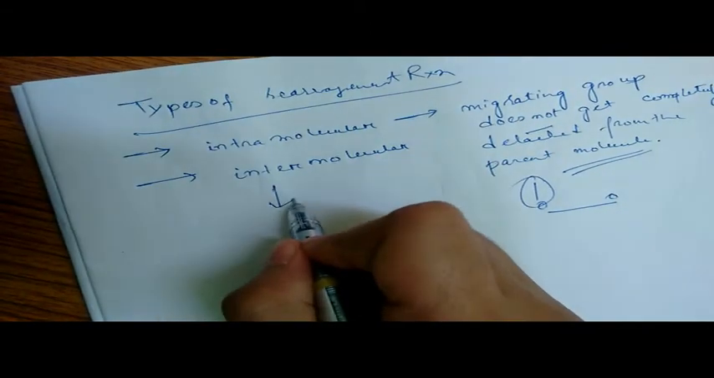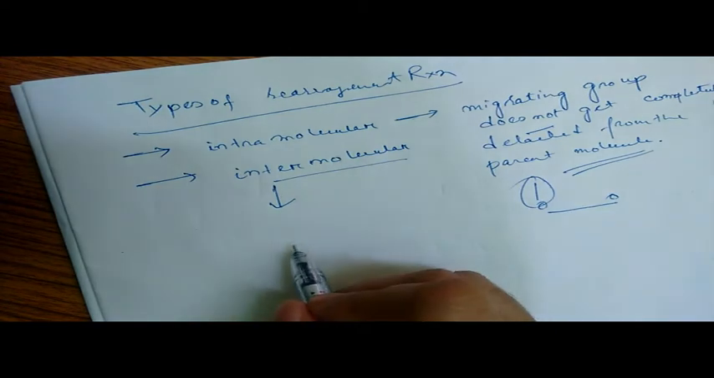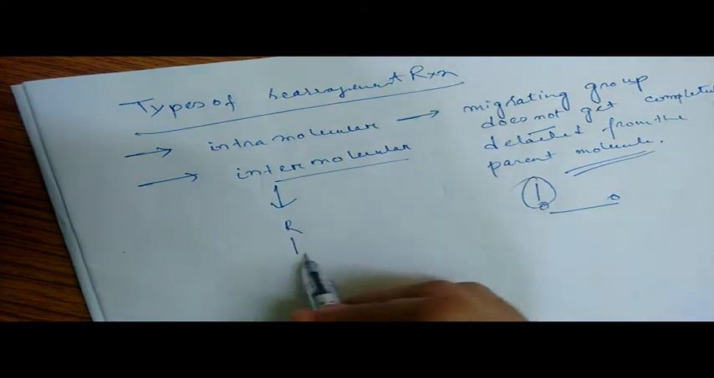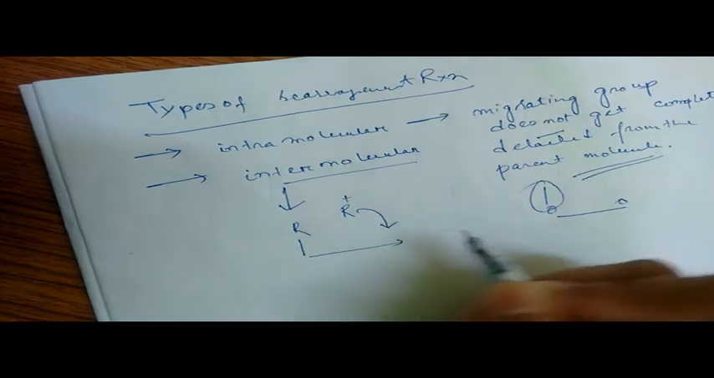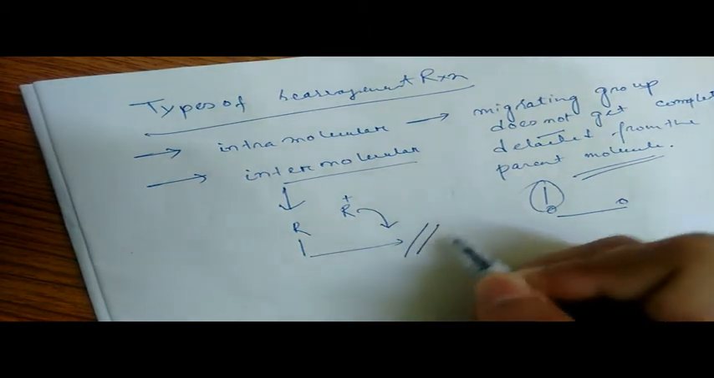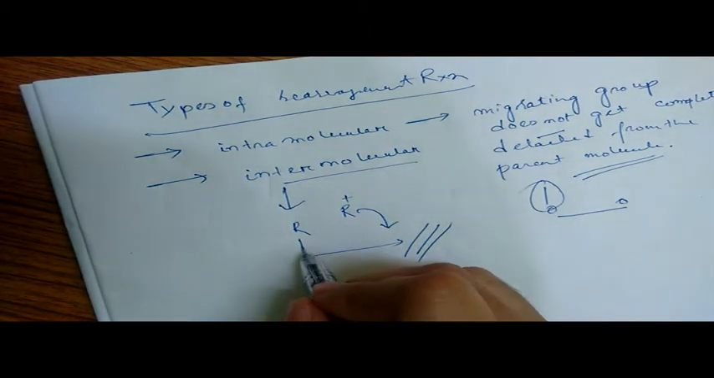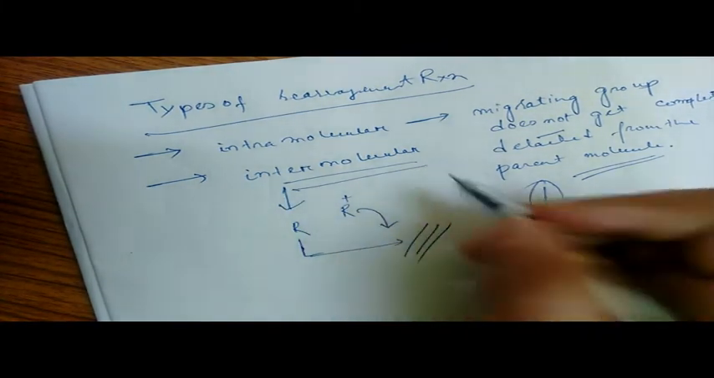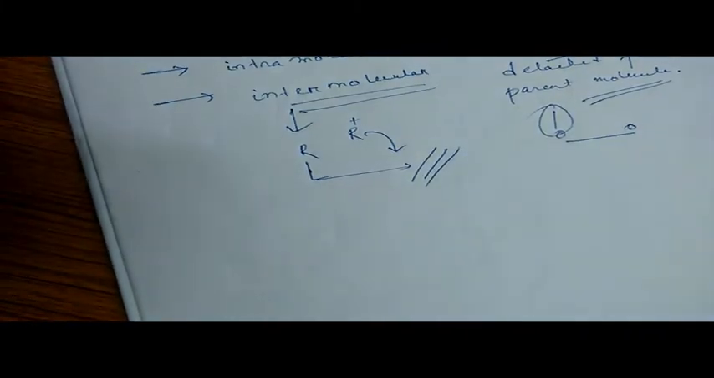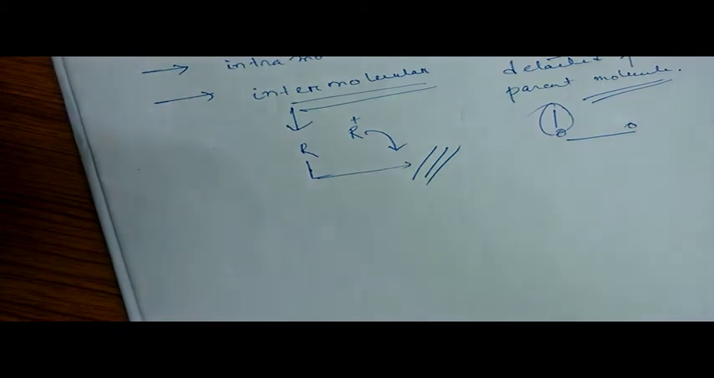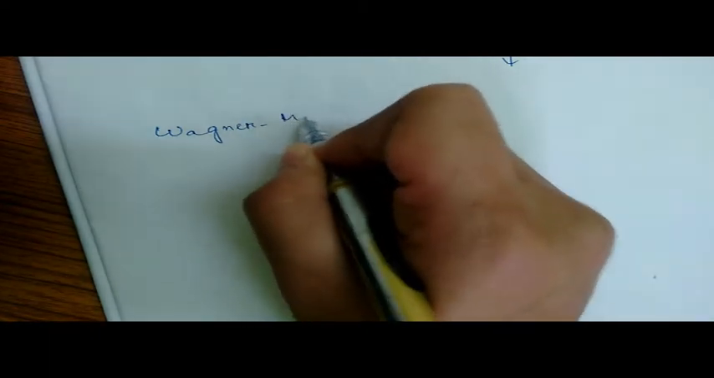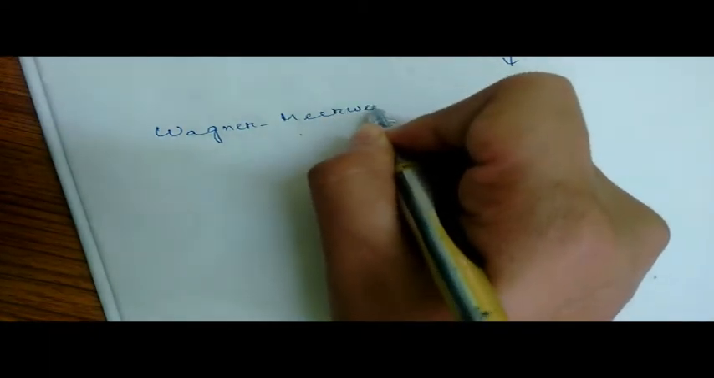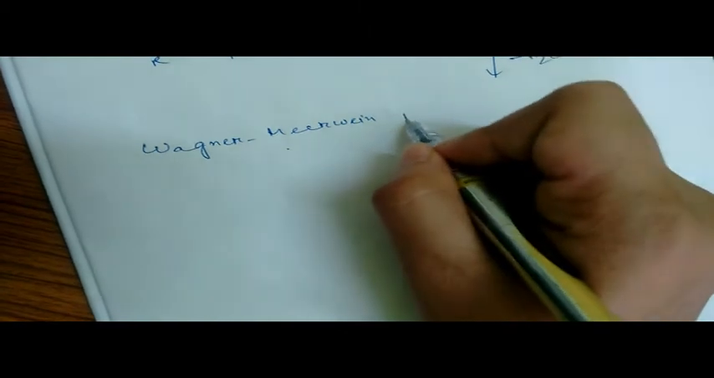But in the case of intermolecular rearrangement reactions, the migrating group, suppose the R group, first gets detached and then gets reattached to the second position. So it is an intermolecular rearrangement reaction. So let's come to our named reaction, the Wagner-Meerwein rearrangement.